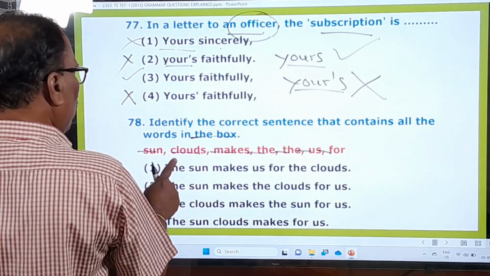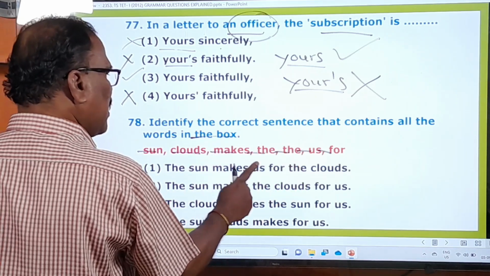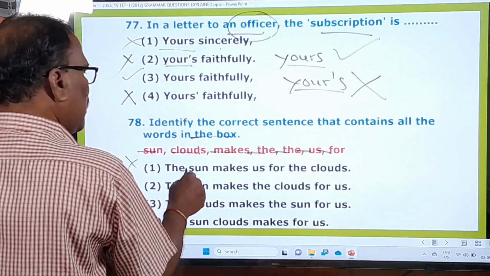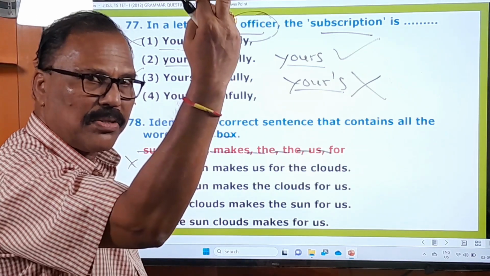Okay, here you see all these words. Where are they used, sir? The sun makes us for the clouds. No, the sun makes us for the clouds. Okay, is the sun making us for the clouds?